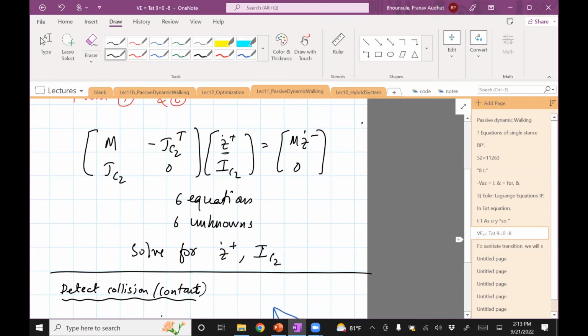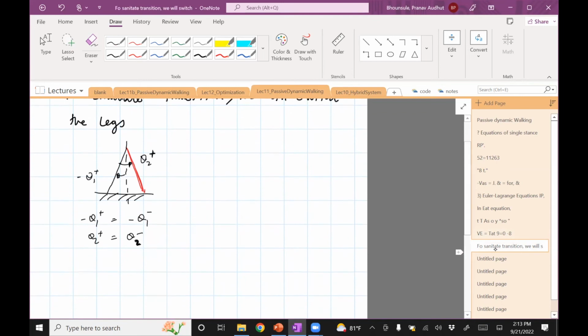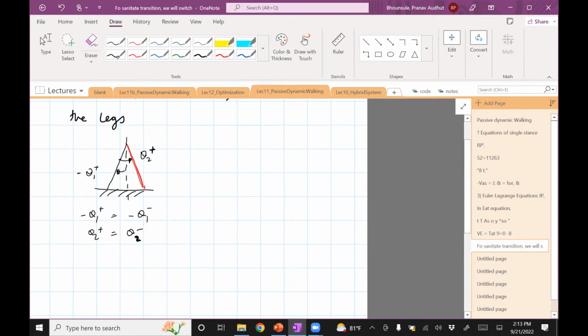So z dot, which is the rate of change of angle or velocity, is different from the velocity before collision, but not true for the angle. So this is the case of after collision.